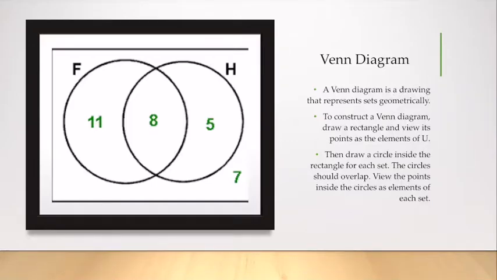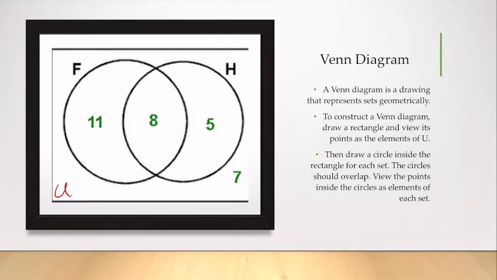So the next topic I want to discuss is Venn diagrams. A Venn diagram is a drawing that helps us represent sets geometrically. To construct a Venn diagram, we're going to draw a rectangle, right? And we can view all the points within the rectangle as our U, our universal set. Then we draw a circle inside the rectangle for each set.